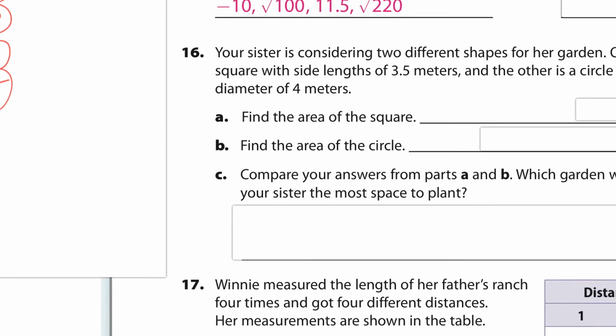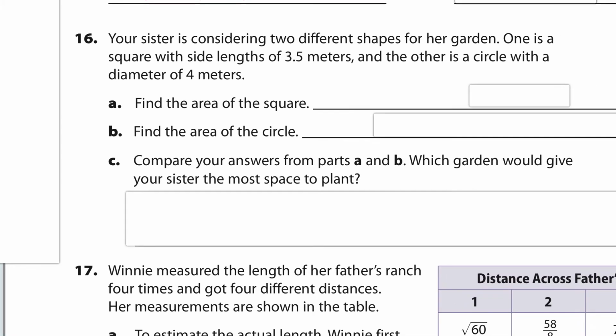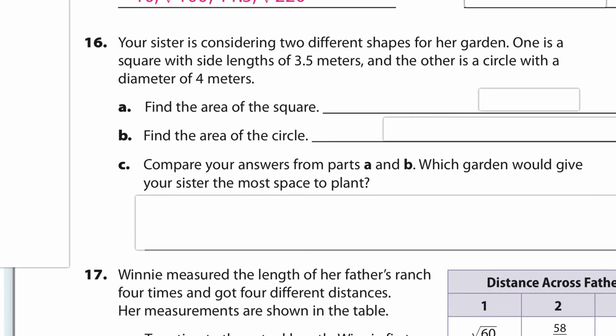Let's see this one. Your sister is considering two different shapes for her garden. One is a square with side lengths of 3.5 meters, and the other is a circle with a diameter of 4 meters. Find the area of the square. Find the area of the circle. Compare the answers of parts A and B. Which garden would give your sister the most space for plants? Space to plant. So, side lengths.